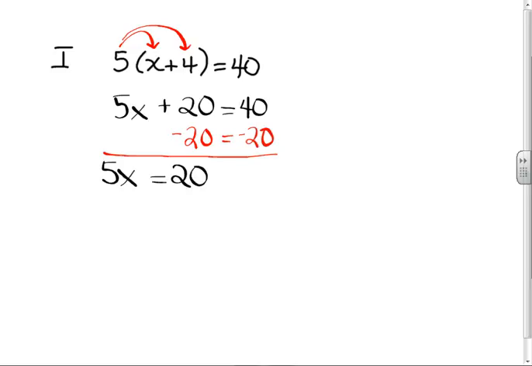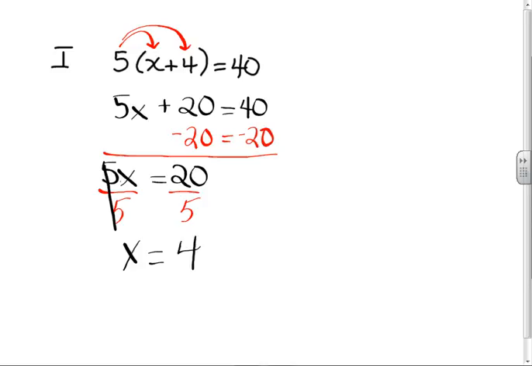Now, I can finish this problem without showing my work. But if you have to show your work, show your work. How do you undo multiplying by 5? Dividing by 5. And I'm left with, on the left side, my goal is always to have just 1x, which I do. What's x equal to? Close, 4.